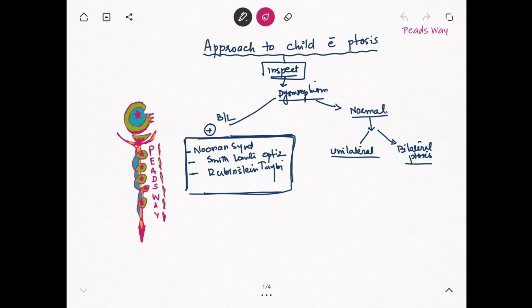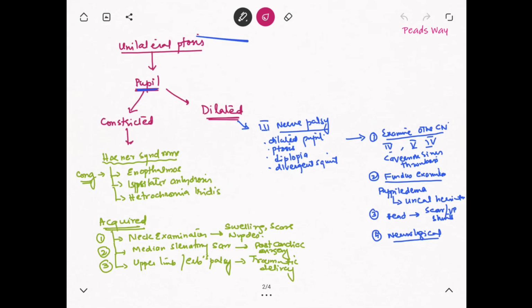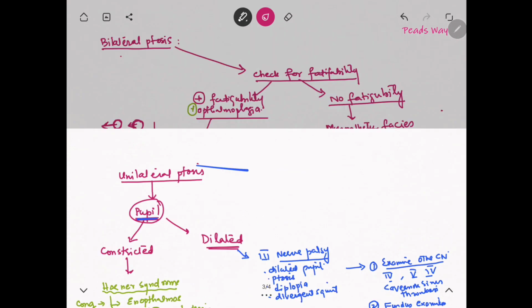If you find a child with ptosis, inspect for dysmorphism. If there is dysmorphism and there is bilateral ptosis, look for syndromes: Noonan, Smith-Lemli-Opitz, and Rubinstein. But if there is no dysmorphism, check whether ptosis is unilateral or bilateral. If ptosis is unilateral, check the pupil. If the pupil is constricted, check for Horner and associated causes. If dilated, check for third nerve palsy and associated causes.